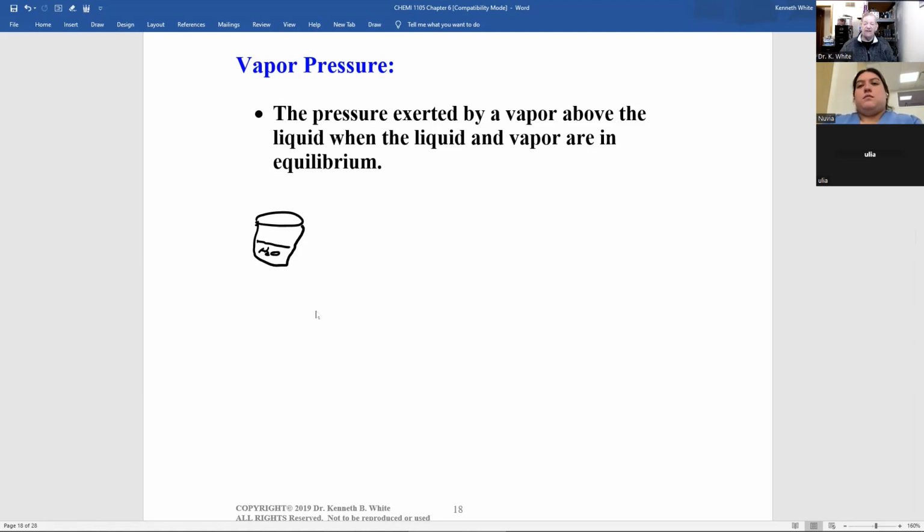Here's my beaker of water. And if you're at room temperature, like now, some of the molecules of the liquid water become gas. And at the same time, some of the gas becomes liquid. And when the rate is the same, how much becomes a gas, how much becomes a liquid, the pressure is called the vapor pressure of that gas.